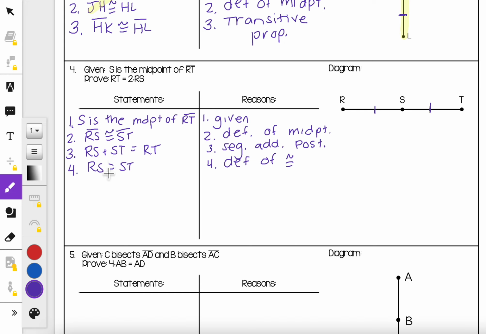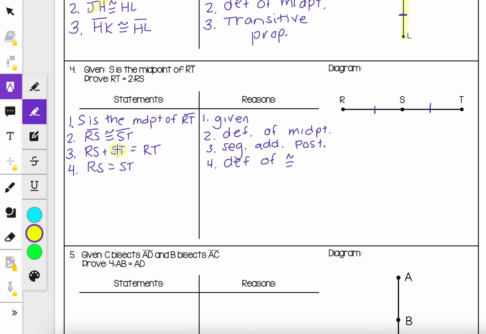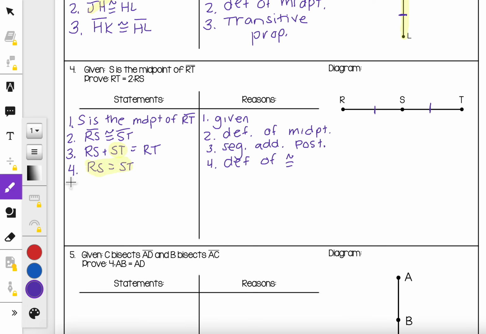So now that I'm in my equal sign notation, the measure of segment RS is equal to the measure of segment ST, I can substitute in. I want to look at my proof to see where I'm trying to go with this. I want to show that RT is equal to 2 times the measure of RS. So I'm going to take this ST and substitute it in with RS. So I'm going to say RS plus RS equals RT, and that's by substitution.